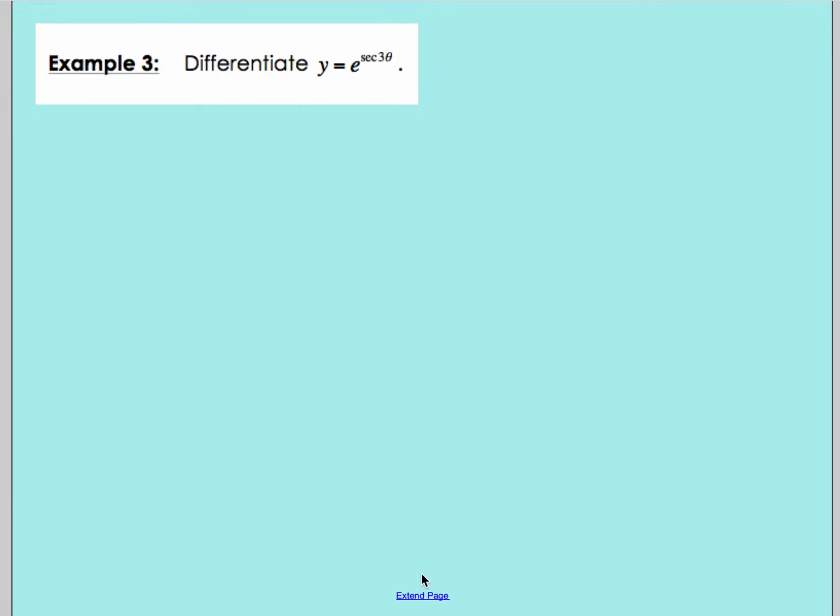Example 3 says to differentiate y equals e to the secant of 3 theta. So this one, since if I were just to have secant of 3 theta, that would actually be a chain rule. And since I have e to the secant of 3 theta, I have to use the chain rule not only once, but twice. So this is what I would call a double chain rule. Got to do it twice.